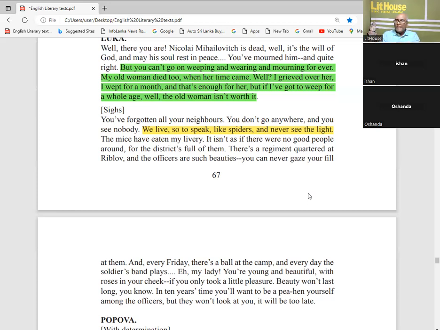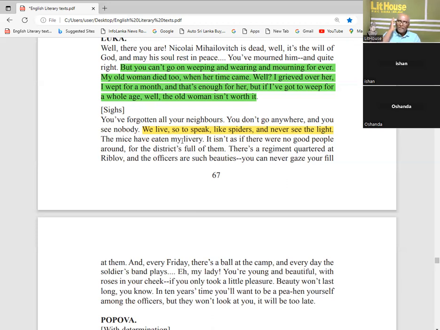Now here, the light is metaphoric. What is the meaning? Underline: happiness of life, pleasures of life. Now we are living like spiders, madam. We do not see happiness of life. Because of your mourning, he comments, the mice have eaten my livery.